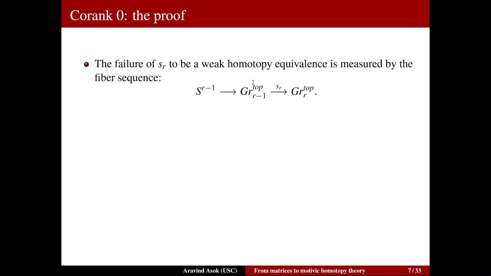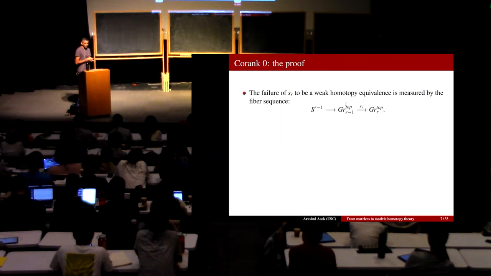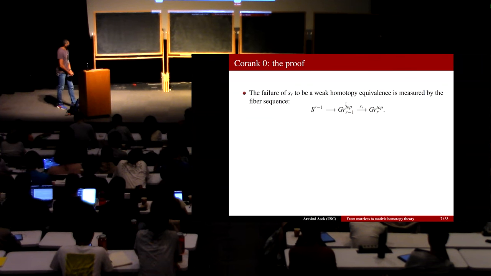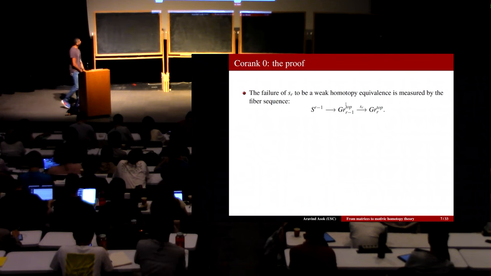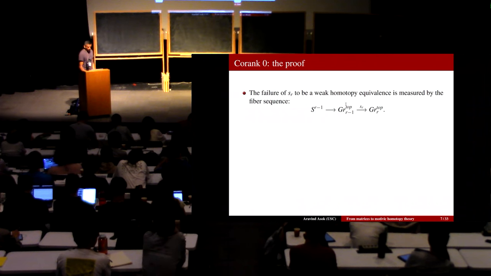So I can look at this map, the stabilization map, and if that map was a homotopy equivalence, because the classification problem is a homotopy problem, then I would always be able to choose a section. So let me measure the failure of this map to be a homotopy equivalence. And that's described by the homotopy fiber. And so you have this fiber sequence where the R minus 1 sphere intercedes and is measuring the failure of this map to be an equivalence.